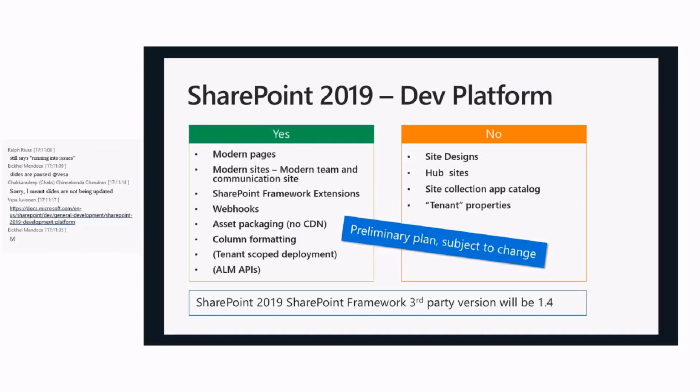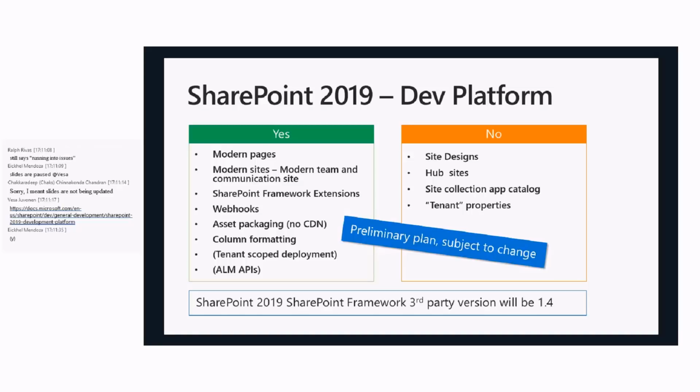Now, the URL is now on the IM window. This is the SharePoint 2019 development platform. I just pushed it out 30 minutes before this call, and it has exactly the same information as the slide. But this helps you if you need to have a discussion with your management, your team, or your customer, or whoever, that there is an official document from Microsoft. Now, there is a disclaimer there.